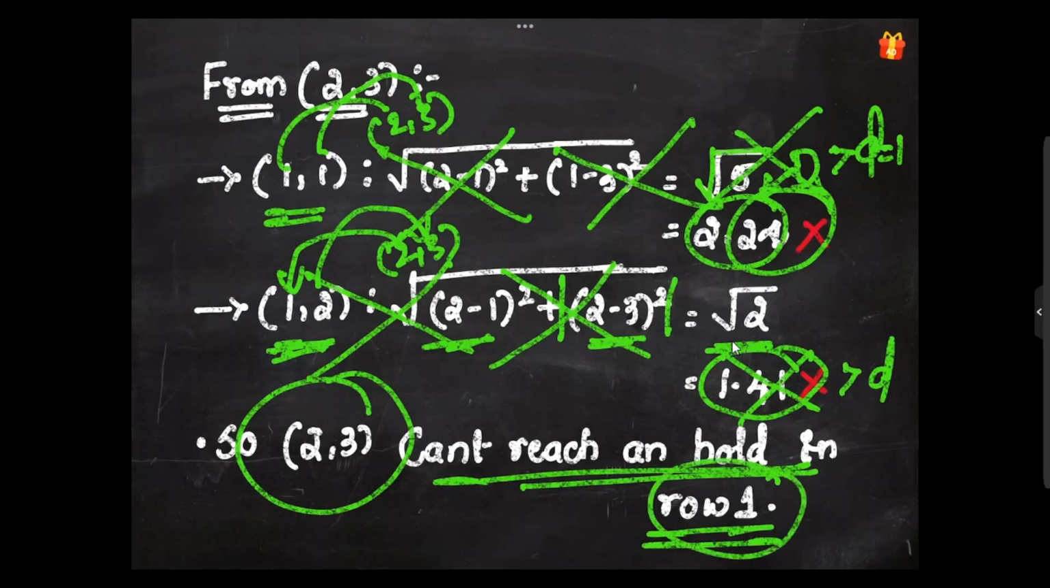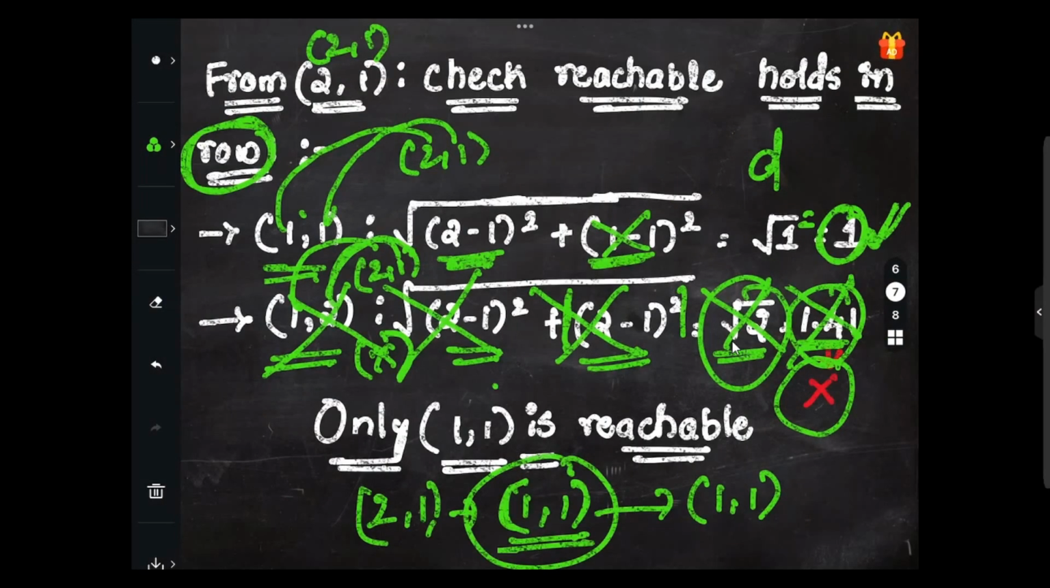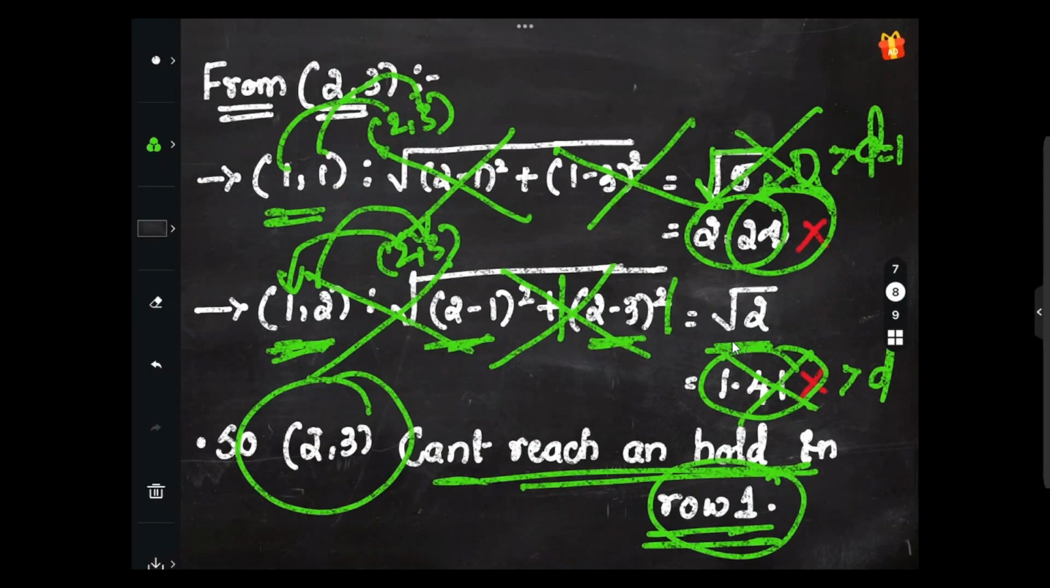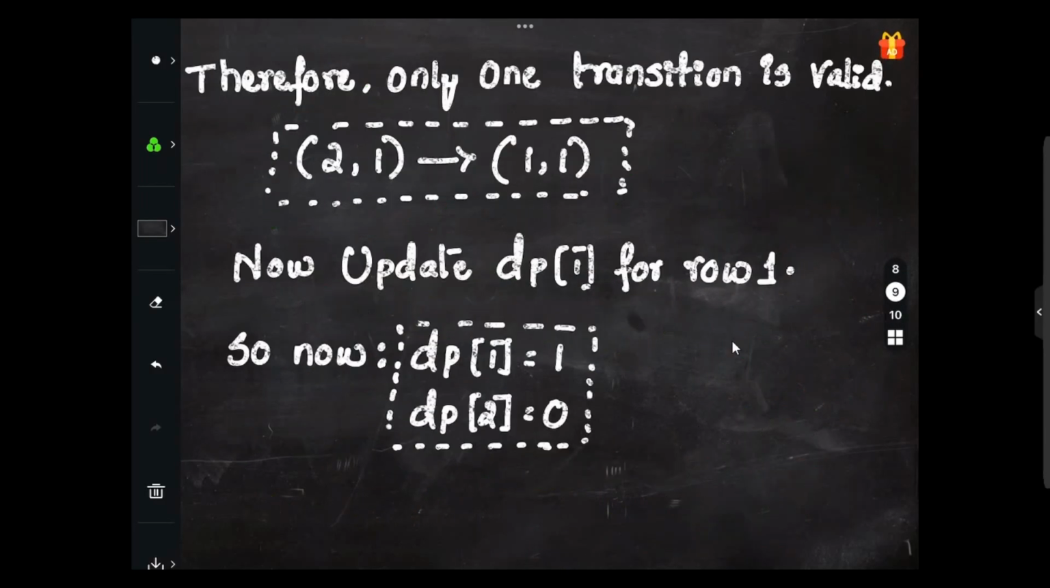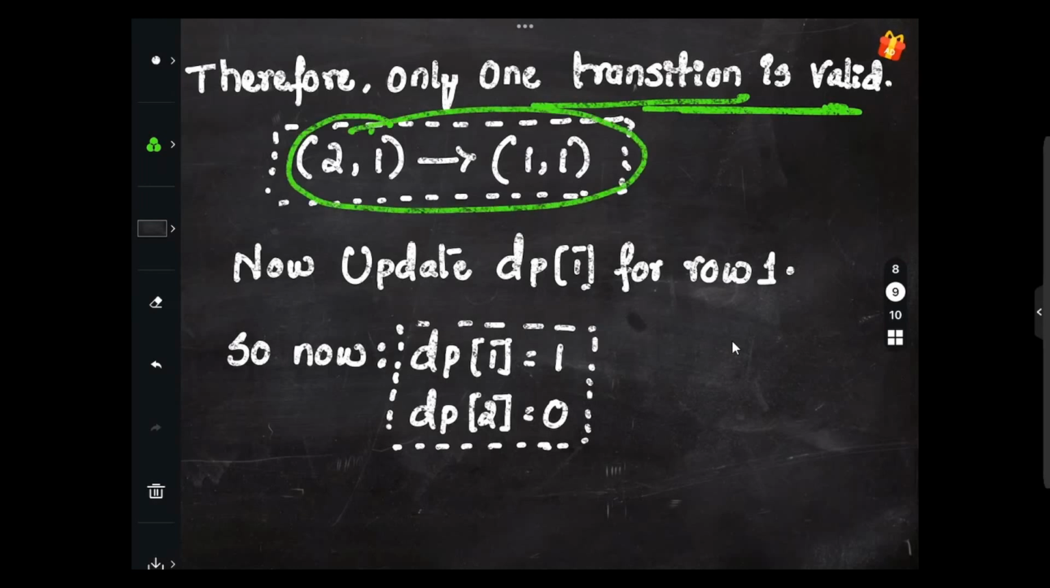Only 2 comma 1 can reach hold 1 comma 1. That is the only thing that was possible, right? This 1 comma 1 was reachable because we got the value 1 here, which was equivalent to the value of d. So I hope the calculation part is completely clear. Next, let's discuss further. We are left with only one valid transition, nothing but from 2 comma 1 to 1 comma 1.